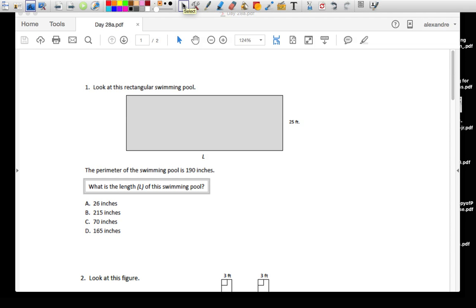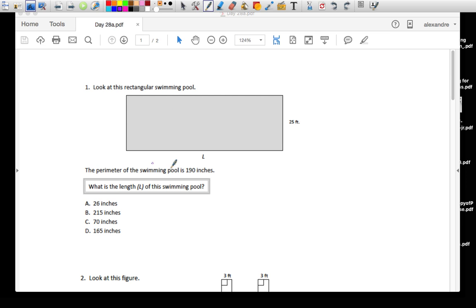Look at this rectangular swimming pool. What is the length? The perimeter of the swimming pool is 190 inches. So you probably haven't seen that word perimeter for a long time. Perimeter is all the sides added together: 25 plus this plus this plus this. So it's the distance around this particular rectangle, right? If you were to take a walk around this rectangle, what would be the distance?